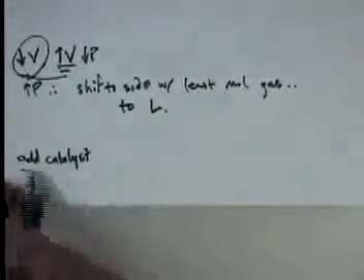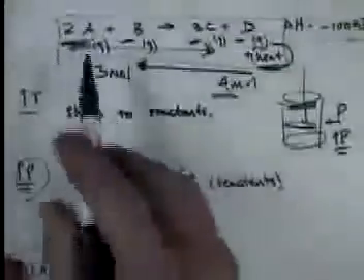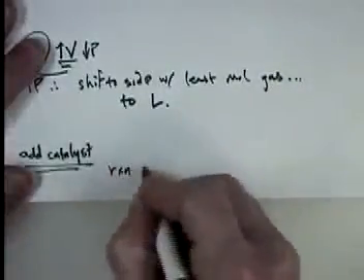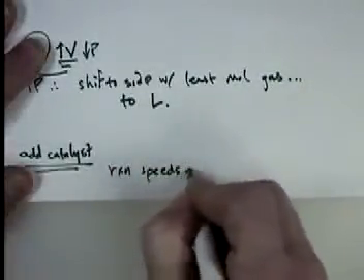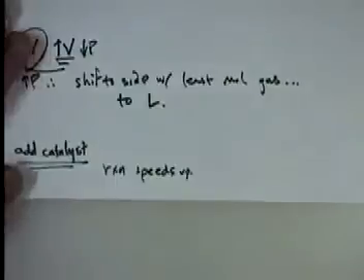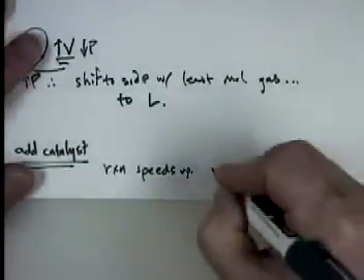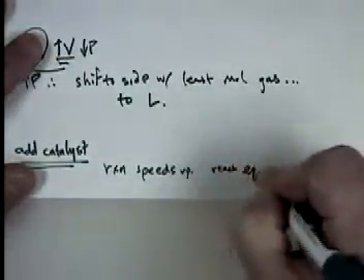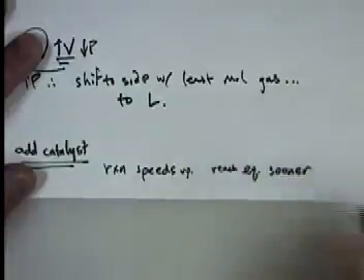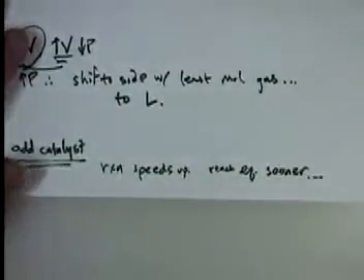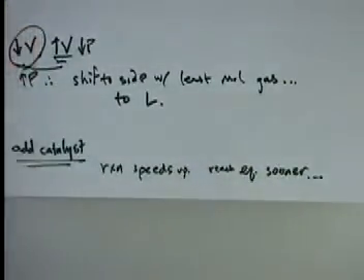How about if I add a catalyst to the system? Okay, if I increase the reaction rate by adding a catalyst, then the reaction will speed up. The reaction speeds up, and I reach equilibrium sooner. Remember from chapter 14, when you add a catalyst to a system, you actually change the pathway of the reaction, and usually the activation energy is lower, and that's what speeds it up.